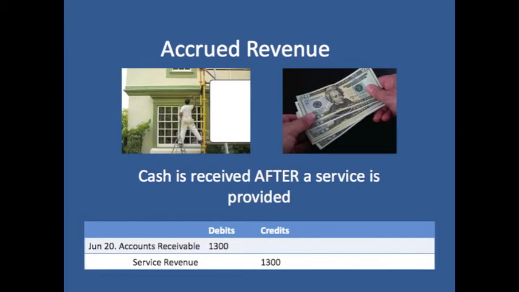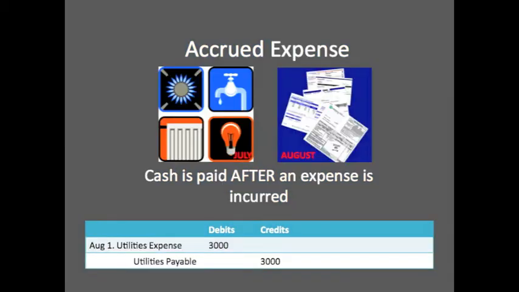However, if he receives the money after his service was provided, accounts receivable will be debited as it is an expense, and service revenue will be credited as revenue is a credit. This is accrued revenue. If a company receives a bill in August for the utilities they used in July, they must debit the utilities expense and credit utilities payable to recognize the expense. This is an accrued expense.